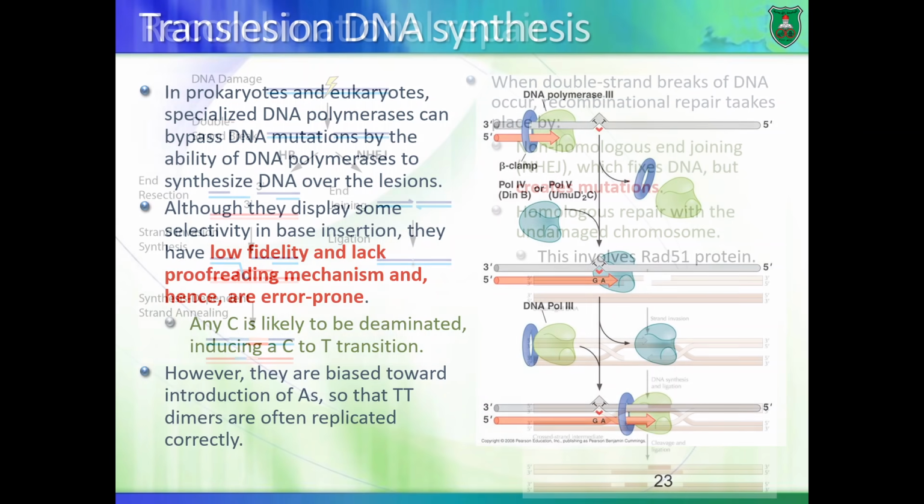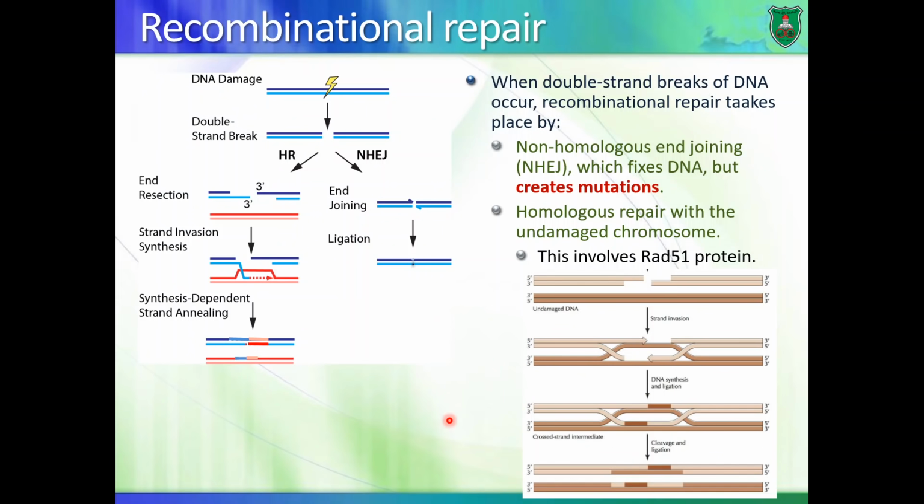Now let's talk about the final DNA repair mechanism, known as recombinational repair. This repair pathway is important whenever you have double strand breaks. If DNA is damaged with double strand breaks, so now both strands are broken, the phosphodiester bonds are broken, how can we fix DNA?